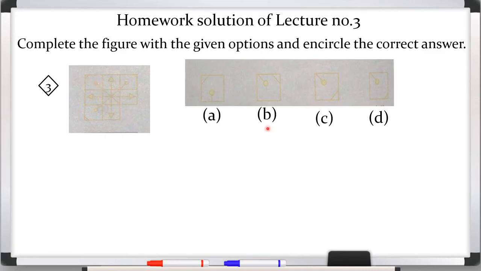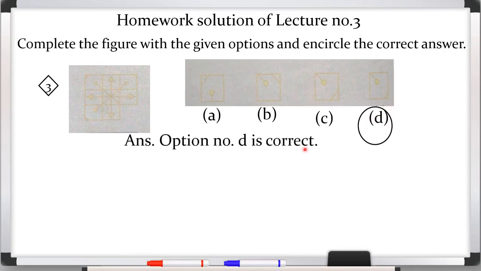So here we need to find out what is in this figure, it should be in D part, okay, because in both C and D parts there is the same figure, but here this line is greater than this line, okay, and here we have a smaller line. So we will choose this option number D. We will circle this option number D because option number D is correct. So here we will write the answer that option number D is correct.